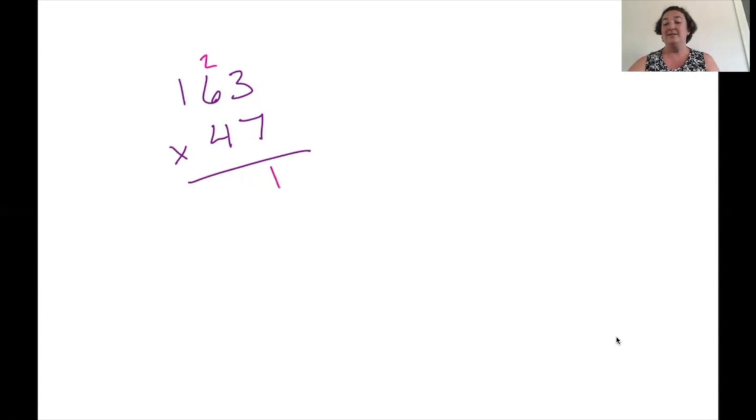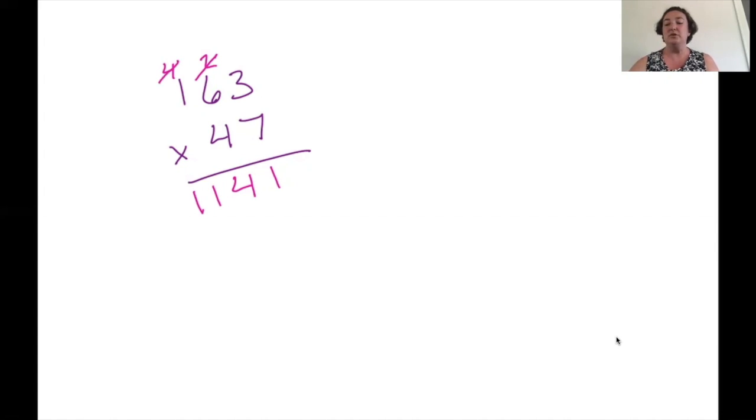7 times 6 is 42. And then I need to add whatever I've carried. So I'm going to say it's 44. Put down my 4, carry my other 4. 7 times 1 is 7. Again, we're going to add what we've carried. So 7 plus 4 is actually 11. And I don't have anything to carry, so I'm going to stop right there.